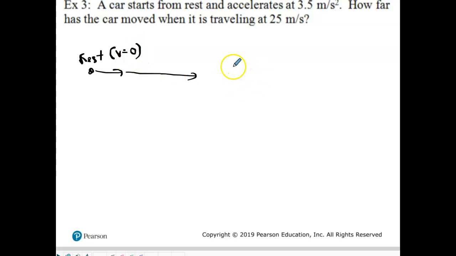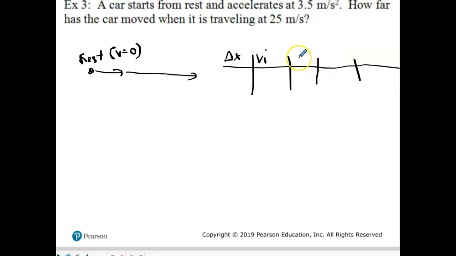So we have that set up. Let me set up the chart and plug in. So we got delta x, vi, vf, a, and time. So starting at rest, that's the initial, it's going to be 0.